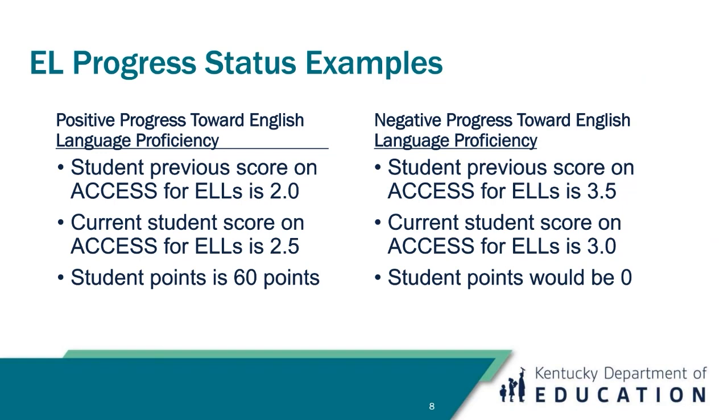Now, if you had a student who was at a 3.5 previously, and their current score on ACCESS this year is a 3.0, you would notice when those two scores intersect on that previous table for ACCESS, that student would give you 0 points. And whether you have 0 points or 60 points or 80 points or 140 points, all of those points count for each student.